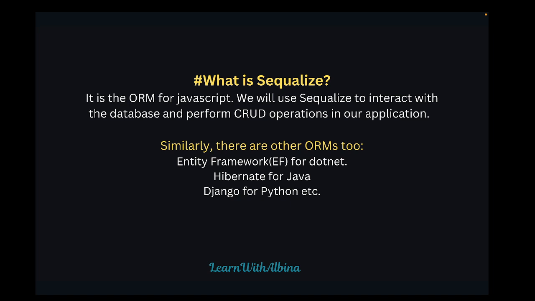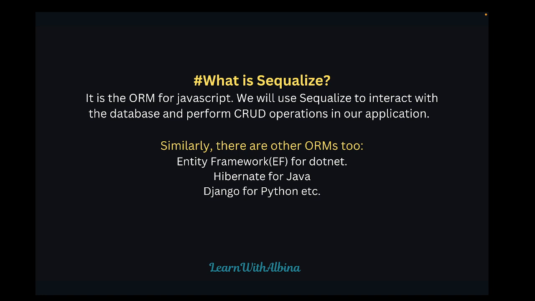So Sequelize is nothing but an ORM for JavaScript. Each language has its own ORM, its own technique to interact with the database. For JavaScript, Sequelize is the ORM. Entity Framework is the ORM for .NET, Hibernate for Java, and Django for Python.